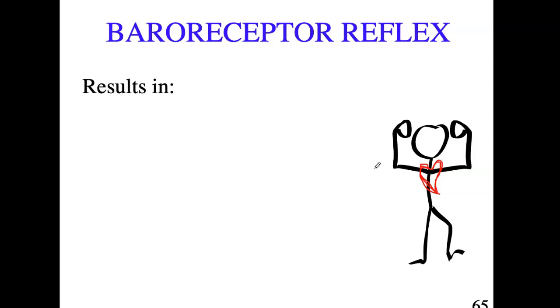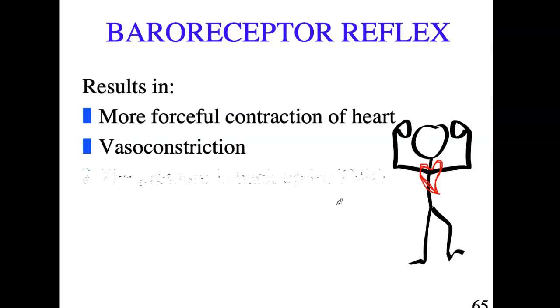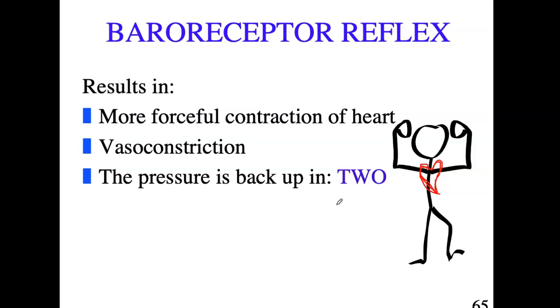So the baroreceptor reflex then is going to result in a more forceful contraction of the heart. If I can contract it more forcefully, I'm going to increase the cardiac output, and I'm going to fix that problem of low pressure. It's going to also cause vasoconstriction, right? If I can constrict those arteries, I'm going to increase the pressure in them. And the pressure, it turns out, is back up in about 2 heartbeats. So here, you're gardening and you get up quickly, you feel a little dizzy. It takes a couple of heartbeats to remedy that and to get that pressure back up again.